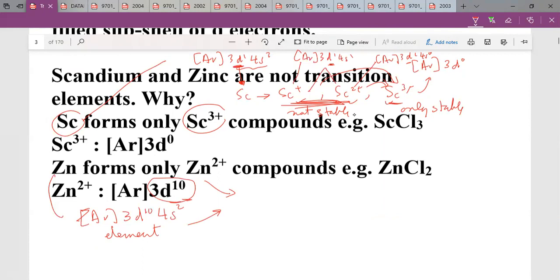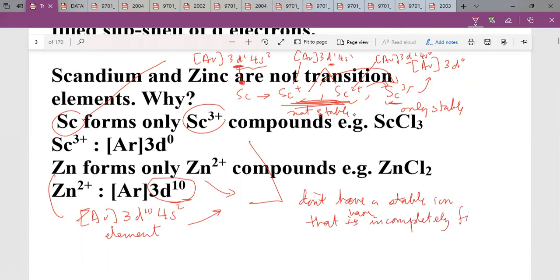So the two things here, both of them don't have a stable ion that has incompletely filled d orbitals.